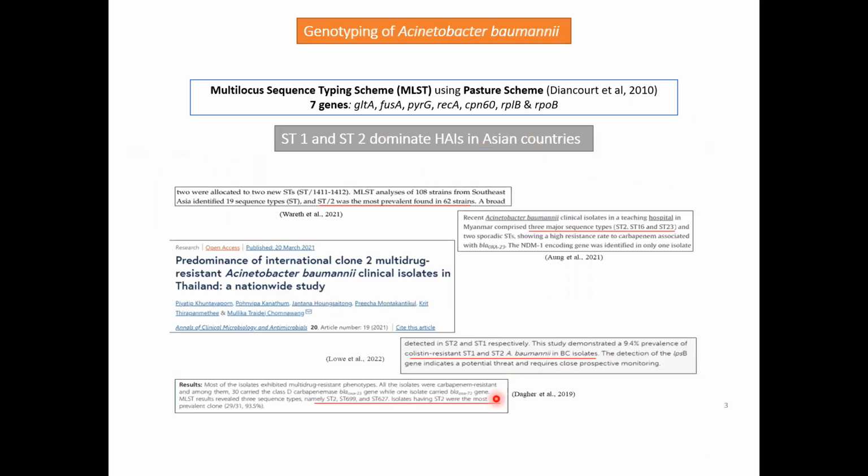For the genotyping of Acinetobacter baumannii, most commonly people use multilocus sequence typing, and in that the Pasteur scheme is more commonly used, which divides bacteria according to the 7 genes as listed here. And the ST1 and ST2 types are the most dominant strains which cause hospital acquired infection in the Asian countries.